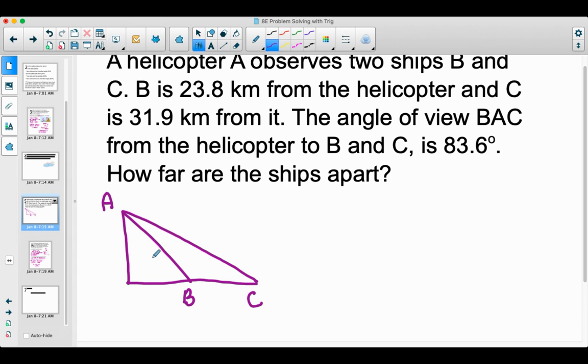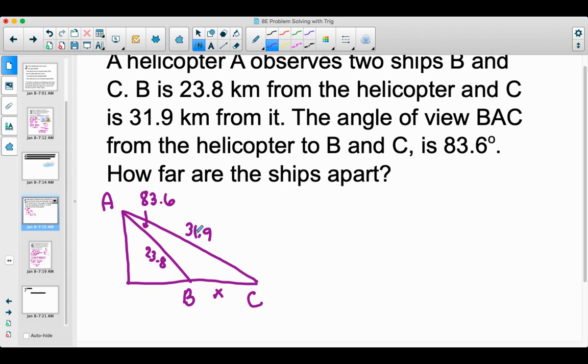So B is 23.8 and C is 31.9. And it says the angle of view, BAC, so BAC is this angle right here, is, in my drawing, doesn't look like it, but it's 83.6 degrees. And it says, how far are the ships apart? So that distance from B to C is what I'm looking for.